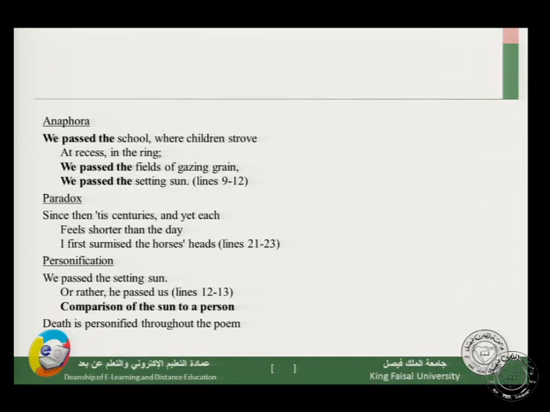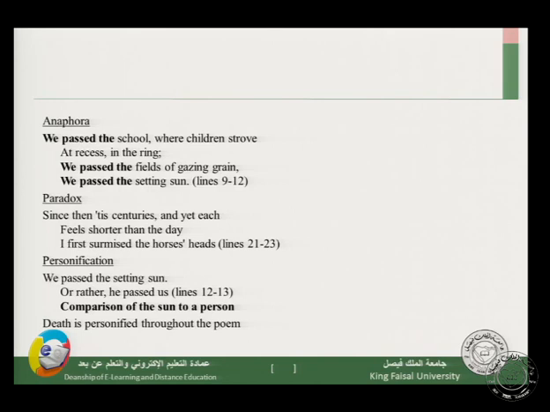Paradox is also something we talked about, like death, thou shalt not die, or today's, yesterday's, tomorrow. Okay, since then centuries, and yet each feels shorter than the day I first surmised the horses' heads. That is an example of a paradox that seems to be contradictory.